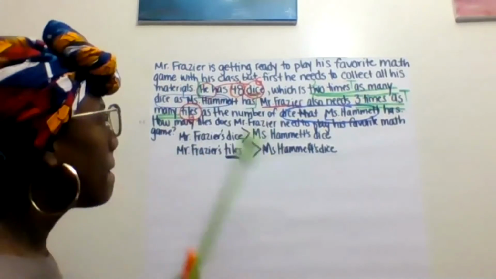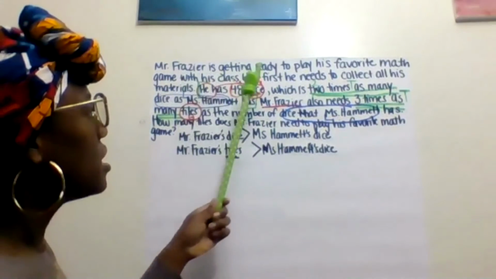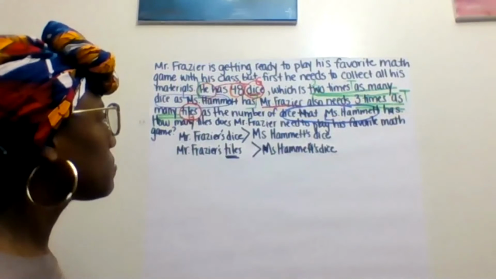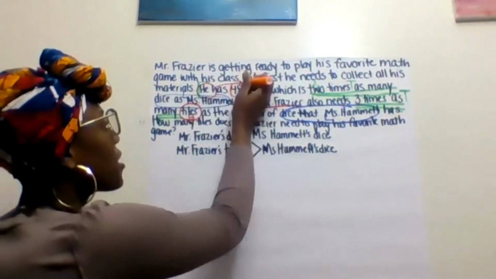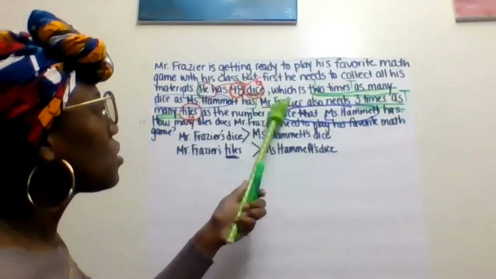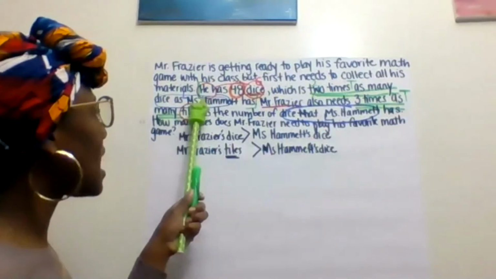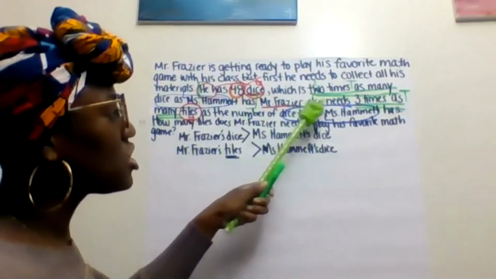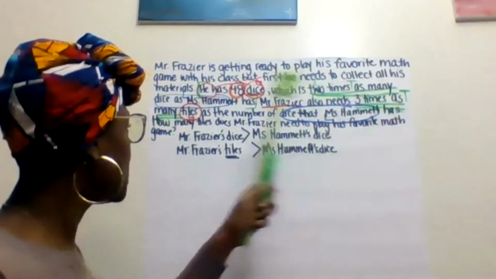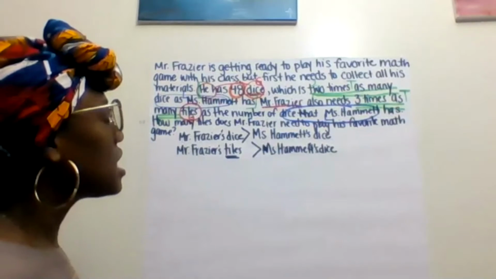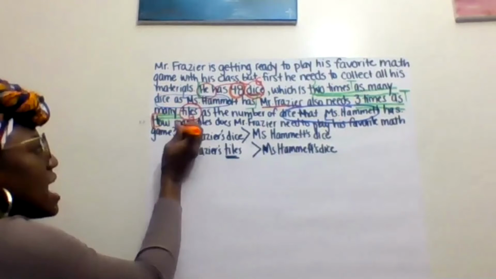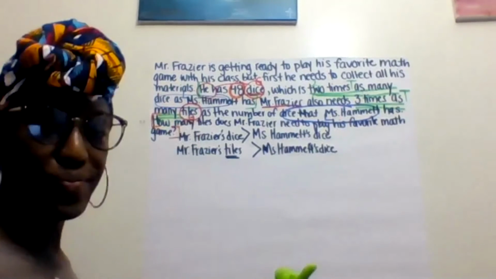Let's start from the top. Mr. Fraser is getting ready to play his favorite math game with his class, but first he needs to collect all his materials. He has 48, let me go ahead and circle that and underline it because I didn't do that before, dice, which is 2 times as many dice as Miss Hammett has. Mr. Fraser also needs 3 times as many tiles as the number of dice that Miss Hammett has. How many tiles does Mr. Fraser need to play his favorite math game? I'm going to bracket that now because that is our question.